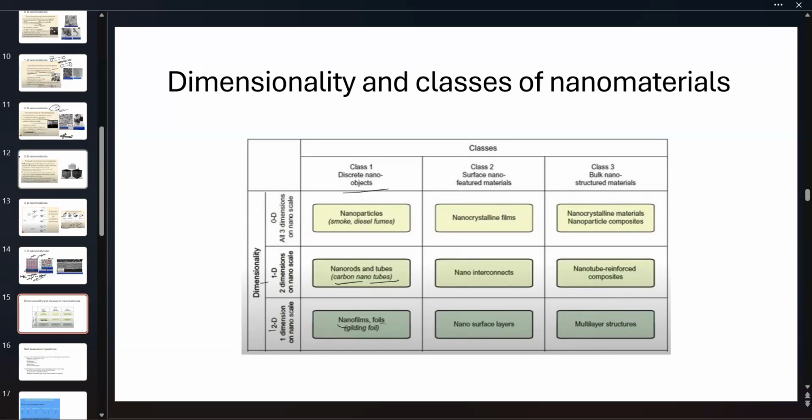The next category is surface nano featured material. So here with class 2 surface nanomaterial with 0D nanoscale material, you have the example of a nanocrystalline film. The film itself is very thin, in nanometers.